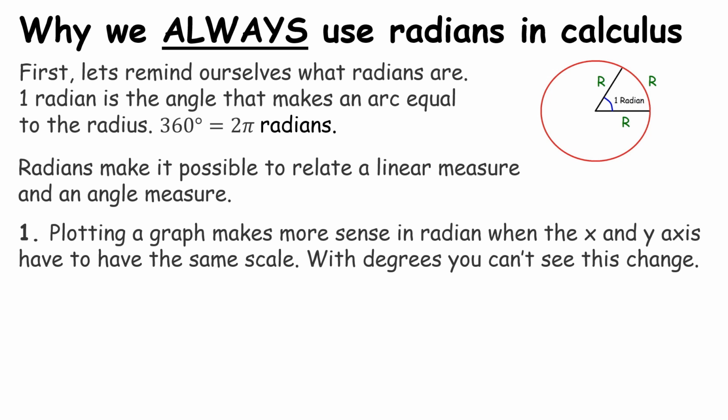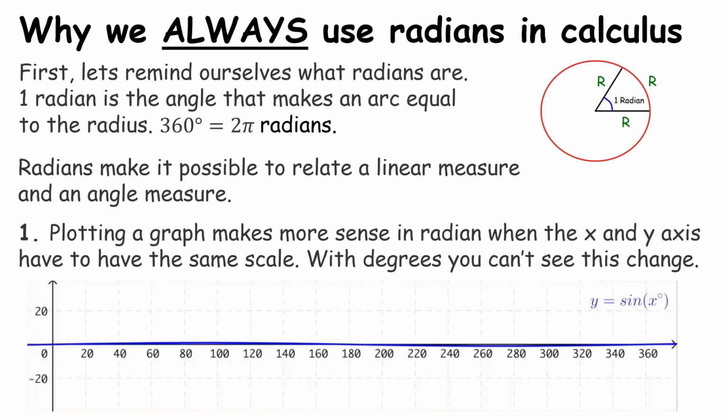So if we were to plot this with the x-axis and y-axis having the same number of jumps, as in 1 unit on the x-axis is equal to 1 unit on the y-axis, then with degrees, we wouldn't see anything happening. So let me show you. So this is a degree function. It is sine of x. It is plotted over 360 degrees.